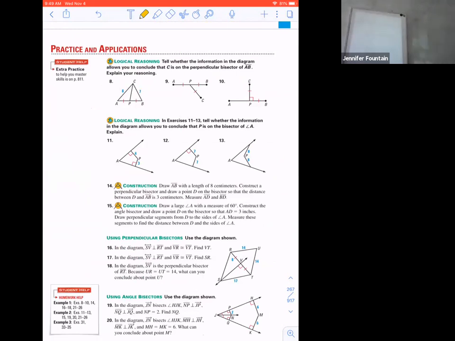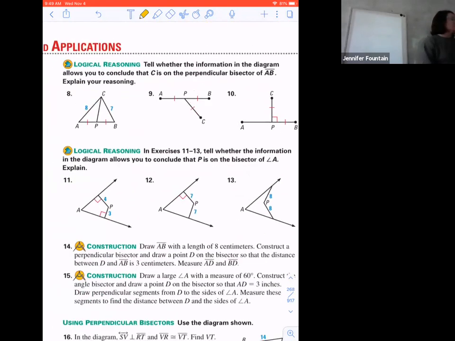Okay, so let's go ahead and look at 8 through 10. We'll be doing number 9. The directions say, tell whether the information in the diagram allows you to conclude that C is on the perpendicular bisector of AB and explain your reasoning. So it's going to be yes, it is, or no, it's not, and this is the reason why.